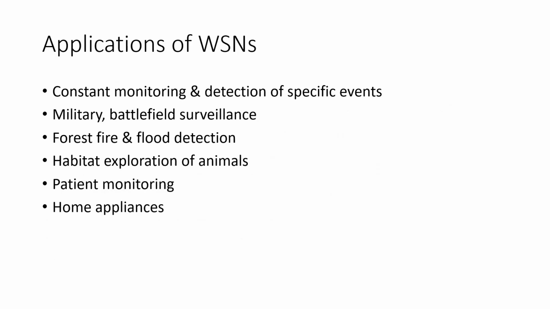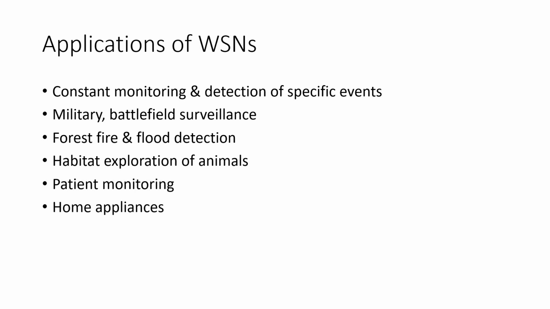So these are some of the applications of wireless sensor networks. The first is constant monitoring and detection of specific events. These events can be anything, starting from natural events to maybe man-made artificial events. Applications also include military and battlefield surveillance, as we have already said before.